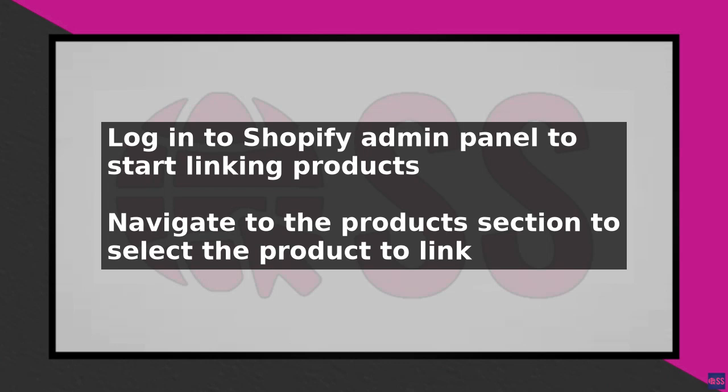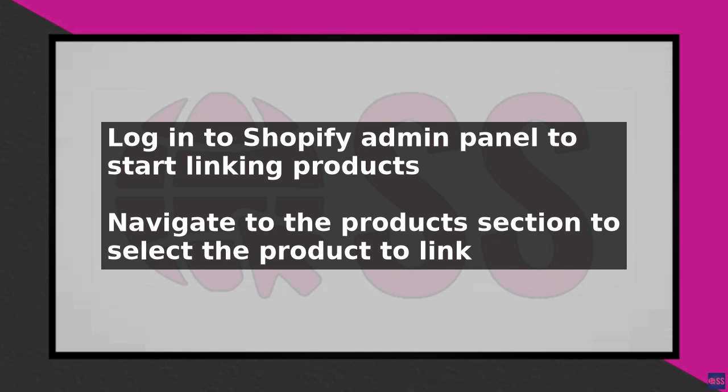There are 3 types of linked products you can create in Shopify: upsells, cross-sells, and bundles. Upsells are used to promote higher-end or premium versions of a product. Cross-sells are used to promote complementary products. And bundles are used to promote multiple products together at a discounted price.